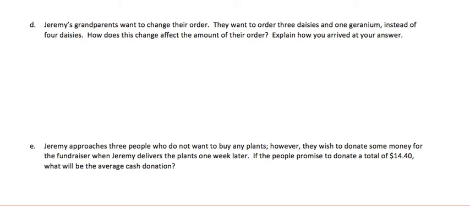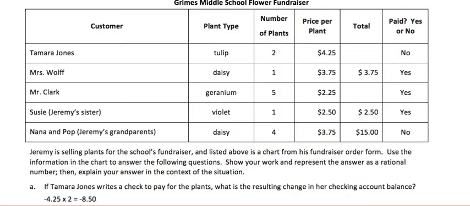Question D tells us that Jeremy's grandparents want to change their order. They want to order 3 daisies and 1 geranium instead of 4 daisies. How does this affect the amount of their order? And we'll need to explain, of course, how we arrived at our answer. So first of all, we need to know what the price of their original order was, because we're looking for the change and how it affects the amount of their order. So we'll need to know how much for 4 daisies, and then how much for 3 daisies and 1 geranium.